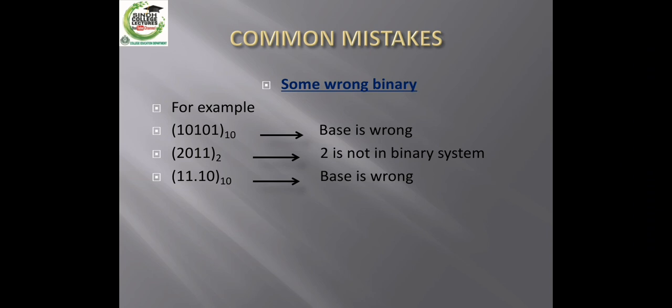In this slide, I show you common mistakes in the binary number system. The first number is 10101, but here the base is 10, which is the decimal number system. In the second number, the number is 2011. In this number, the mistake is 2, which is not present in the binary number system. In the third number, 11 with decimal base 10, the base 10 is an error.